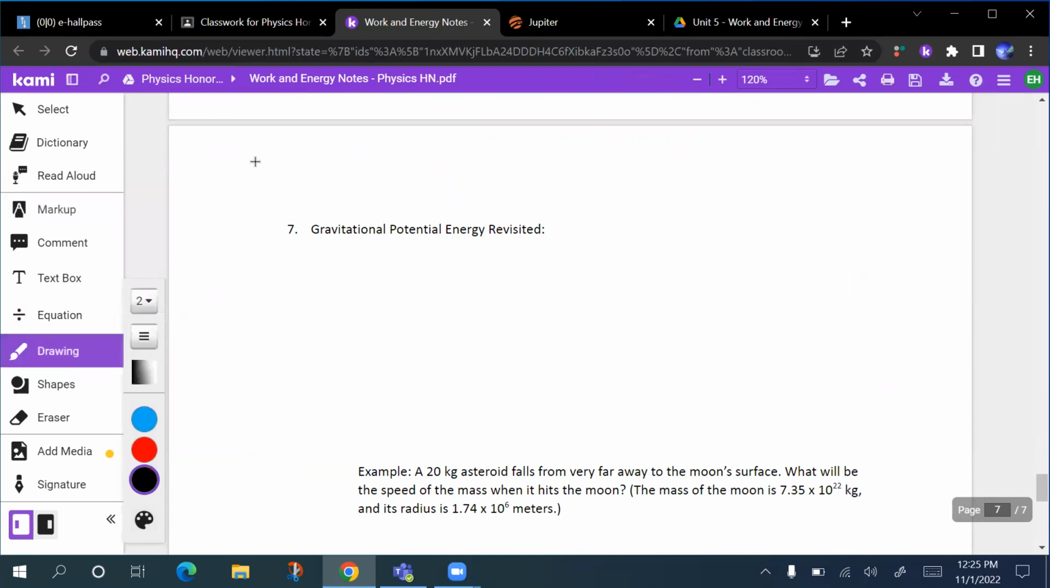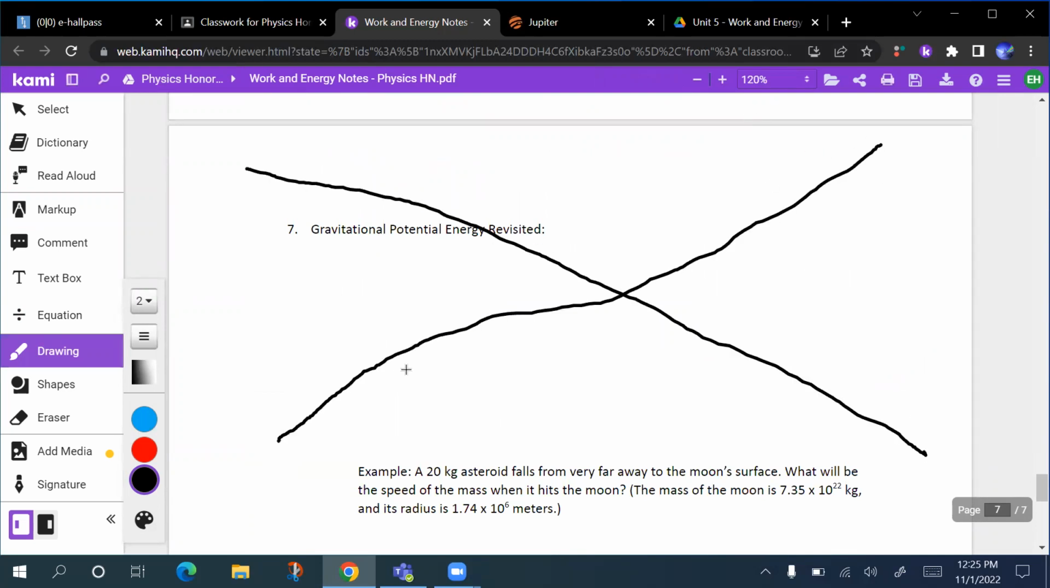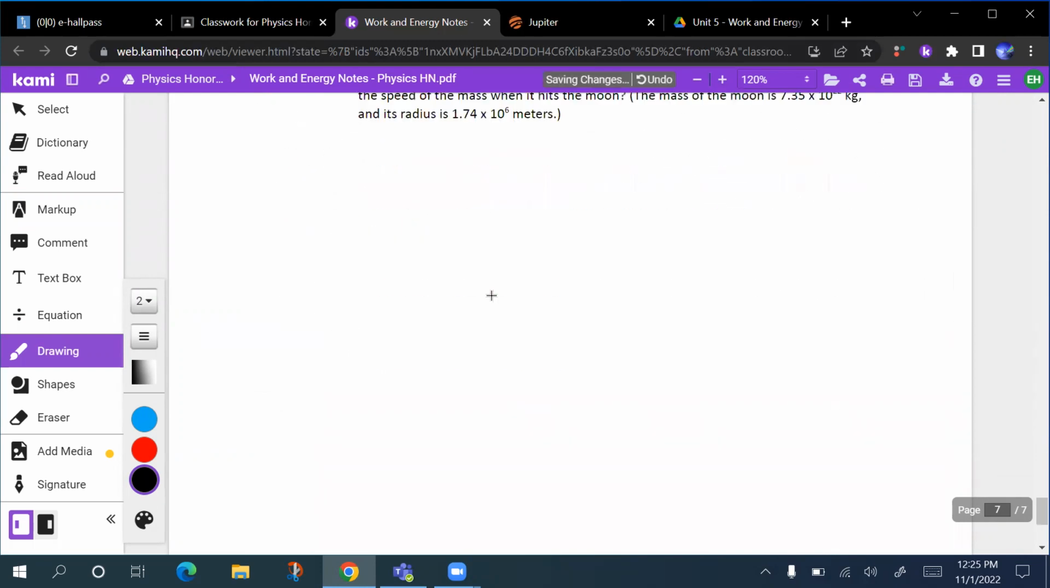Okay, and we're going to go ahead and cross out part 7. We're not going to be looking at gravitational potential energy to be visited.